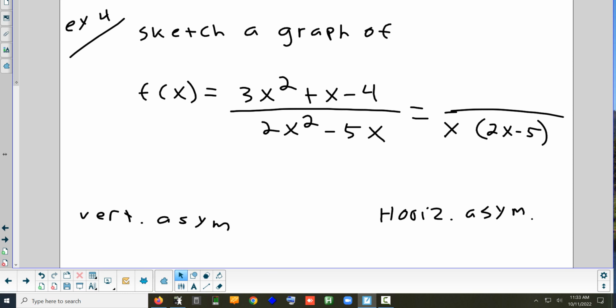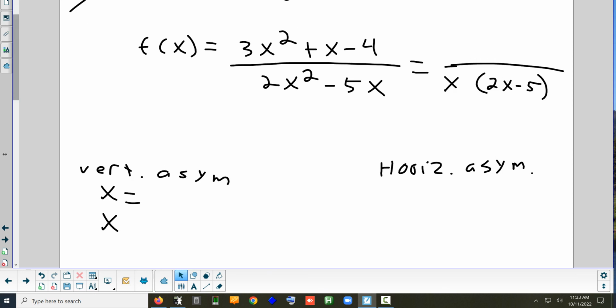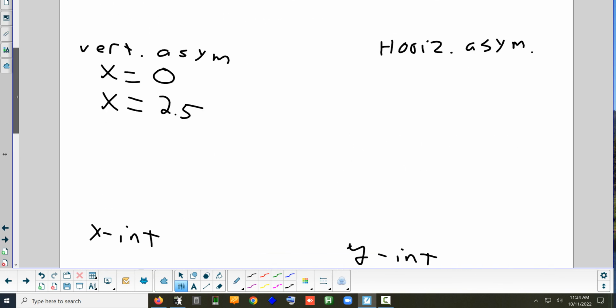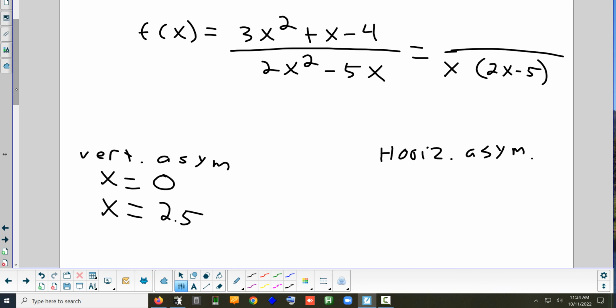Okay, so let's do our vertical asymptotes. What numbers could you plug in for x? What could you plug in for x to make the denominator 0? 0. And? 2.5. Okay, so we'll do those in a little bit. Do you have to put the intercepts first? Well, I think I wrote those down after. So whatever order you want to do them in, it doesn't matter.